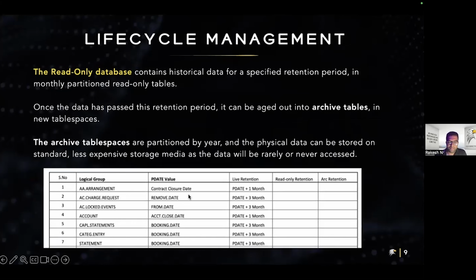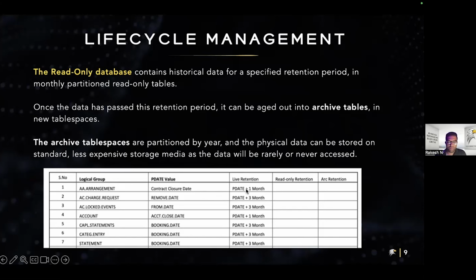So, lifecycle management. For example, A dot arrangement is an application. We want to move some of the records from live to RO. How will we decide? By contract closure date. Usually we'll go to the activity history, choose the close date there, and from that date we'll check the live retention. From that date to 1 month, we'll keep it in live. For example, today is 15th May and live retention is 1 month, which means from April 15th till May 15th we'll have all the records in live.